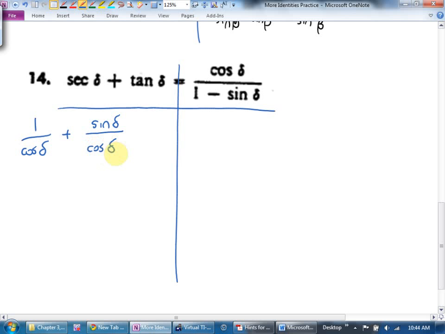Did I just finish one line of work? Then I always look at the other side, look back here. I notice on the left side I have two fractions. On the right side I have one fraction. I'm going to write the left side as one fraction. To do that, I would need a common denominator. Lo and behold, I already have a common denominator. I'll take that. This is going to end up all being over cos delta. It's going to end up being 1 plus sine delta.